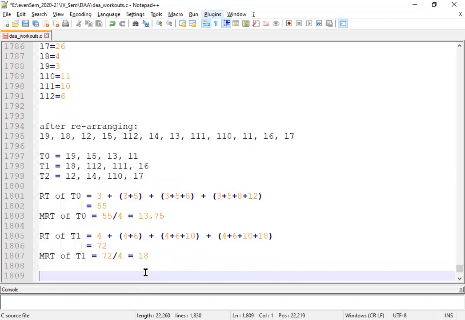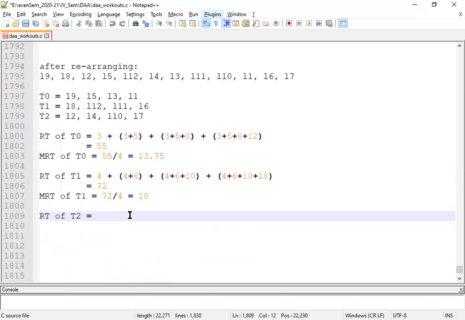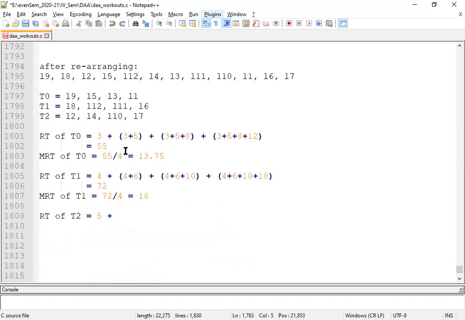Now, next, retrieval time of T2. So T2 is L2. L2 value is 5. So we get first 5 plus. Then next one is L4. L4 value is 7. That is 5 plus 7.